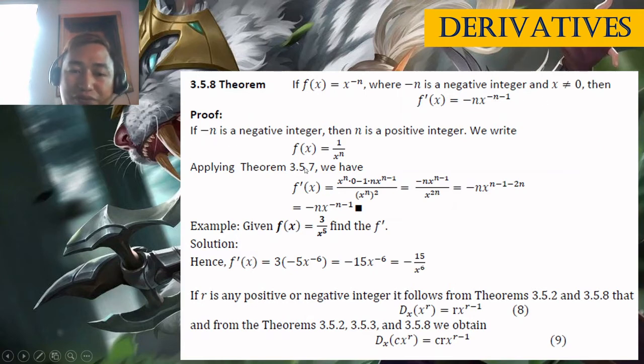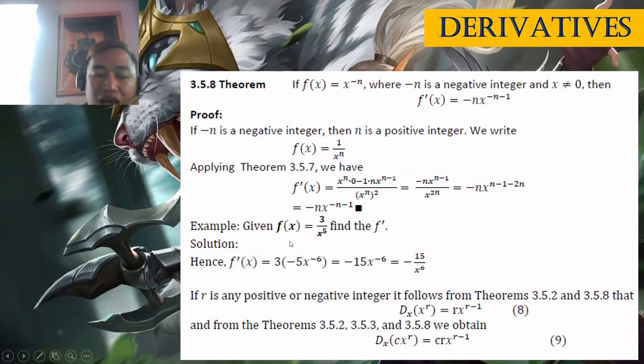So, proof. For the proof, class, we use the quotient rule. 1 over x to the n: denominator times the derivative of 1, which is 0, minus copy 1 times the derivative of x to the n, over x to the n squared. So, this becomes negative n x to the n minus 1 over x to the 2n. Subtracting 2n from the exponent, n minus 2n is negative n, so negative n minus 1. So, it is equal to negative n x to the power of negative n minus 1.